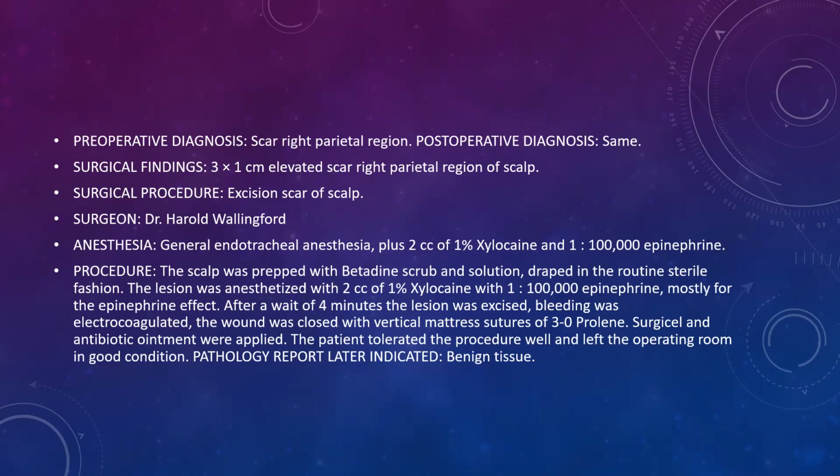So we've got a preoperative diagnosis, we've got a scar on the parietal region, so that's going to be on the scalp. Postoperative diagnosis is the same, it's still a scar, nothing's changed. Then we have a 3x1 elevated scar in the right parietal region of the scalp. The surgical procedure is going to be the excision of the scar of the scalp.